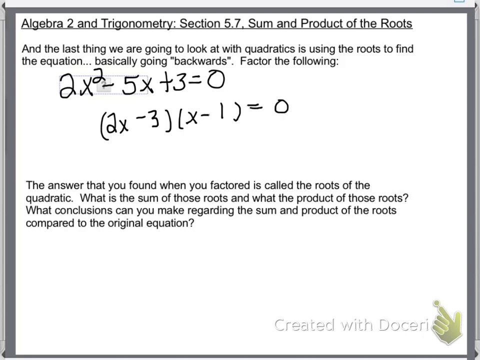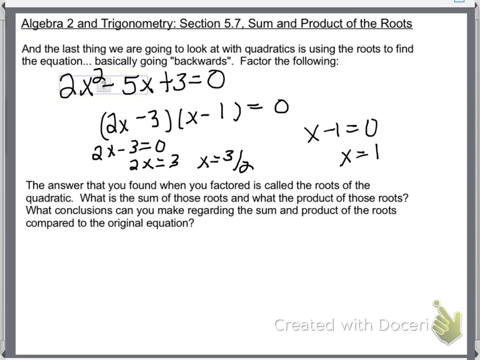So if we set that equal to 0, set each part equal to 0, add the 3, divide by 2, we get 3 halves. For the other one, we get x minus 1 equals 0, so x equals 1. So the answers that we got, 1 and 3 halves, are the roots, or the zeros, or the solution to the quadratic.